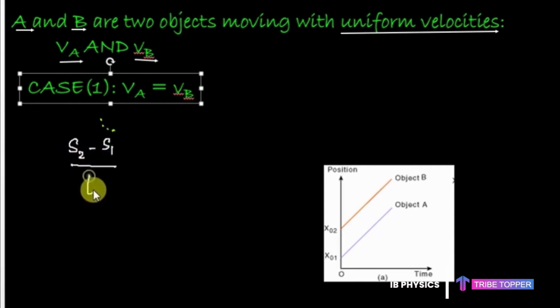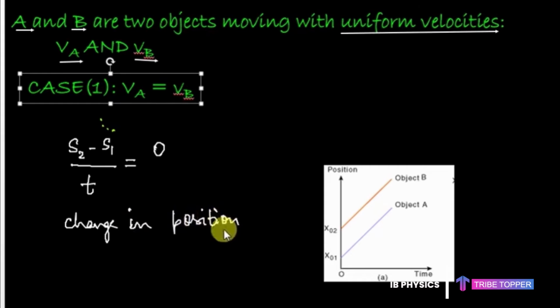S2 minus S1 upon t, which gives us the relative velocity of B with respect to A, would be VB minus VA, and that would be 0, which means there won't be any rate of change in the position, because the change in position relative to each other will be 0. So the change in position of B relative to A would be 0, like you can see in the graph here.